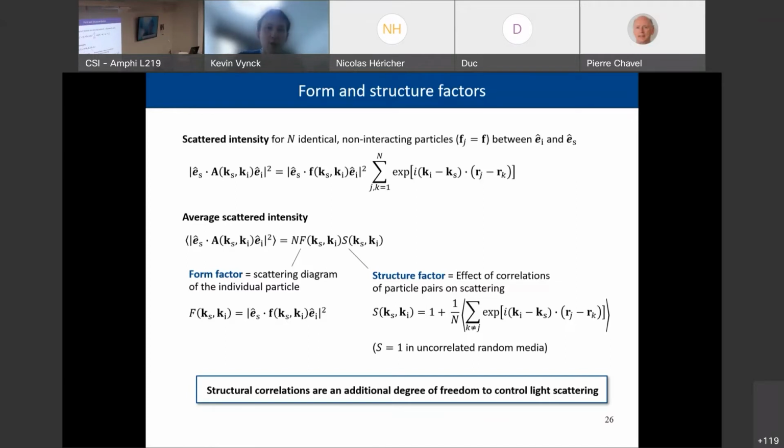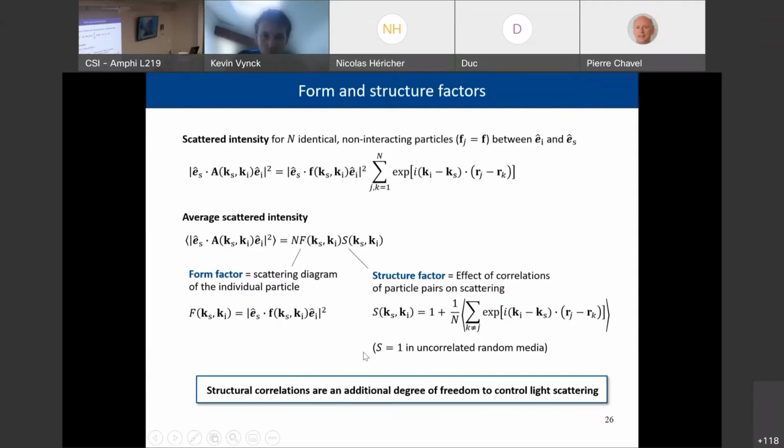This is essentially the scattering diagram of one particle. This is how, if you send light on one particle, the energy will be radiated in the different directions. And a third term is the structure factor that describes the effect of correlation of particle pairs on the scattering. And this term is expressed as follows. This is simply the average of this quantity. And here I separate this into two terms: one plus a term that depends on the difference between two different particles in the system.